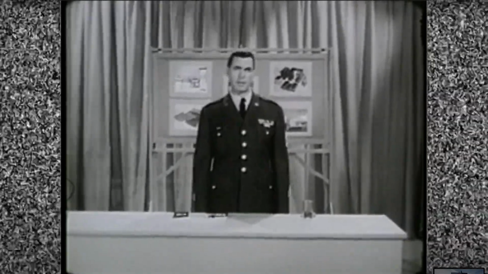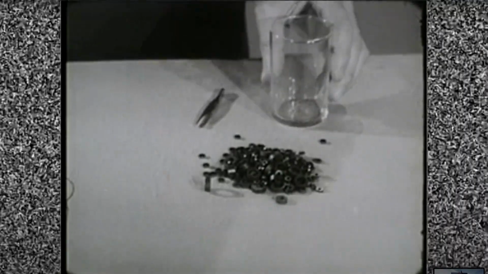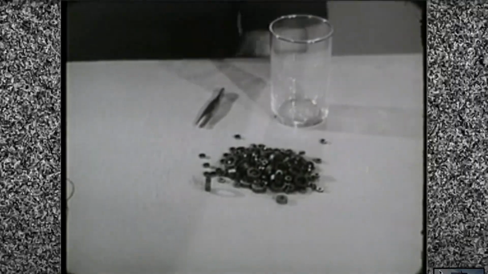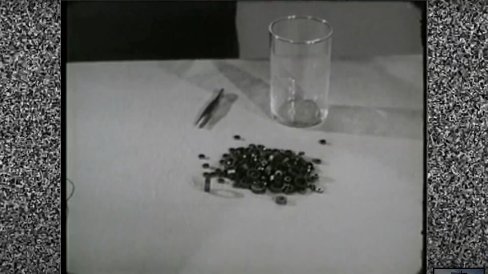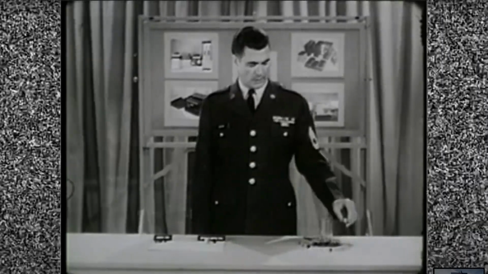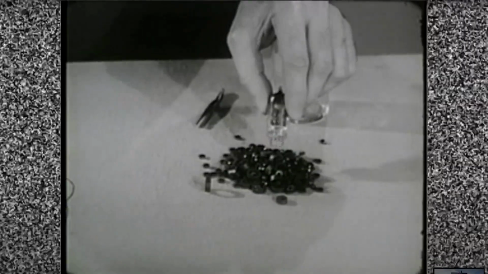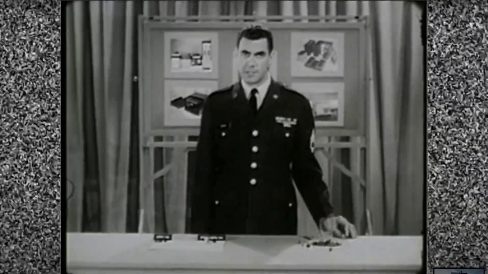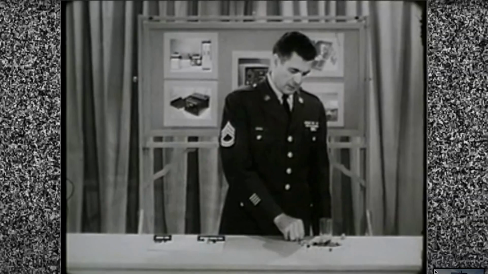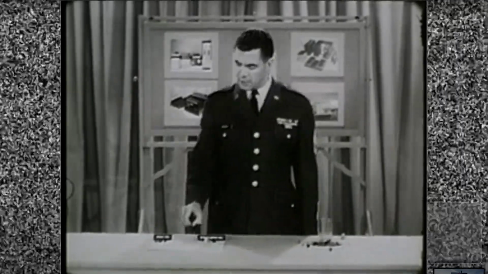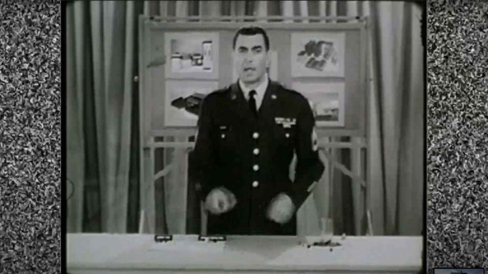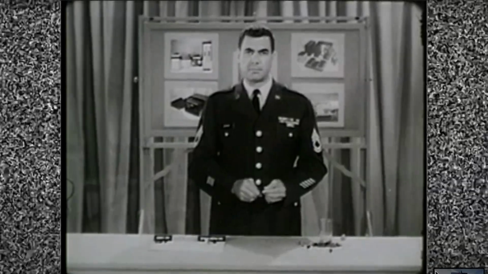What are magnetic cores? They are tiny rings of nickel alloy or other magnetic materials. They have replaced vacuum tubes for many important functions in data processing systems. Cores come in a variety of sizes and in two basic types.